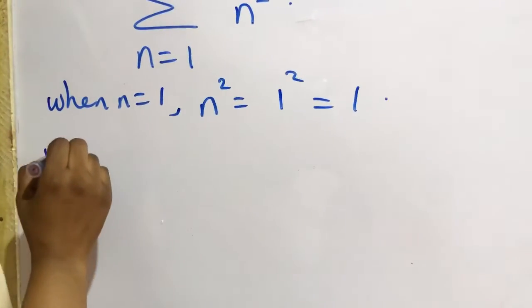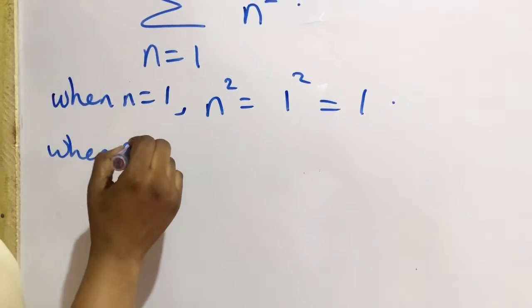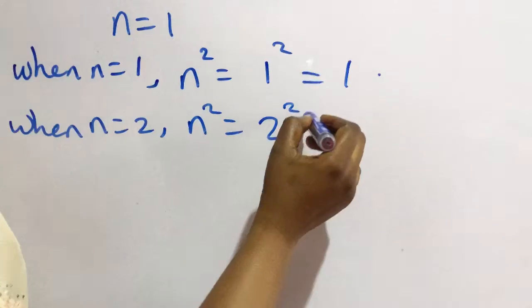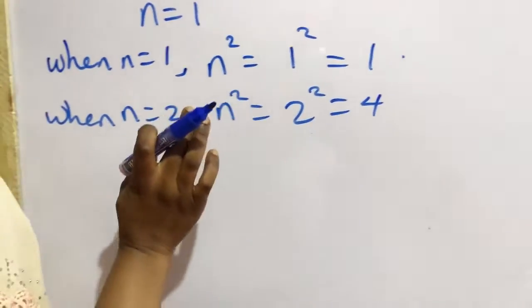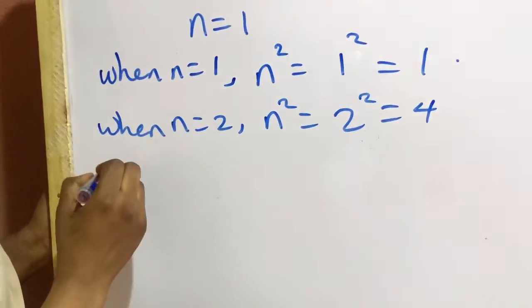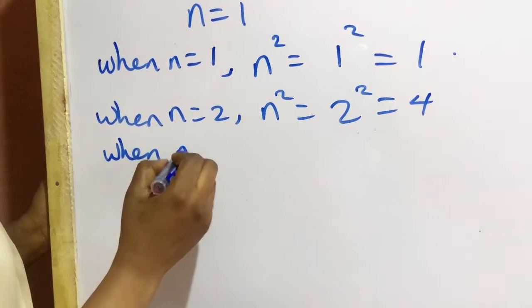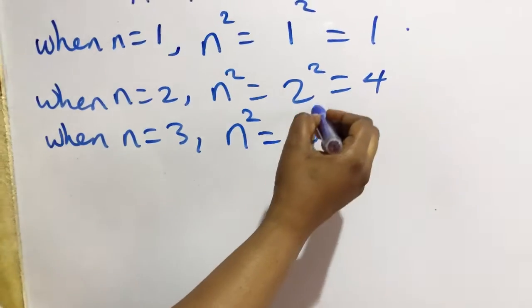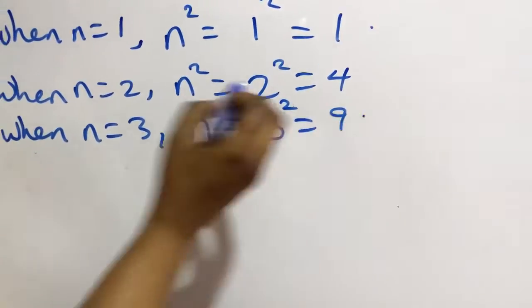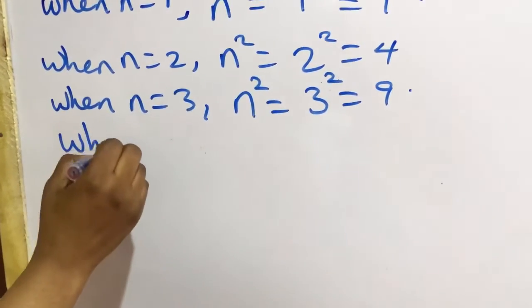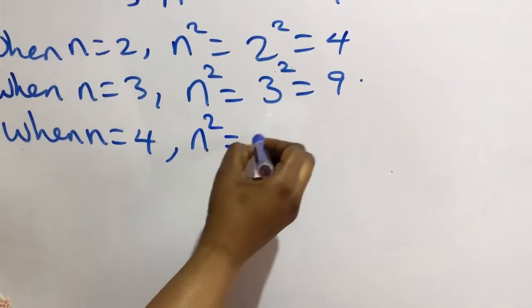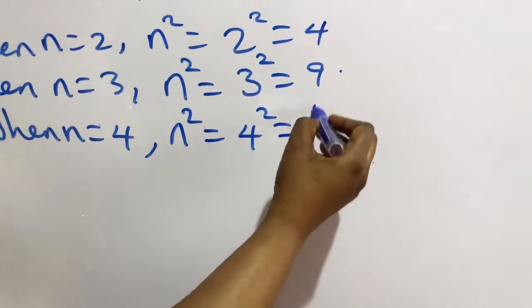So when n is equal to 2, n squared will be equal to 2 squared is equal to 4. That is, wherever you see n, you are going to put 2. So till you get to 4, when n is equal to 3, n squared will be equal to 3 squared, which is equal to 9. Then when n is equal to 4, n squared will be equal to 4 squared, and that is 16.